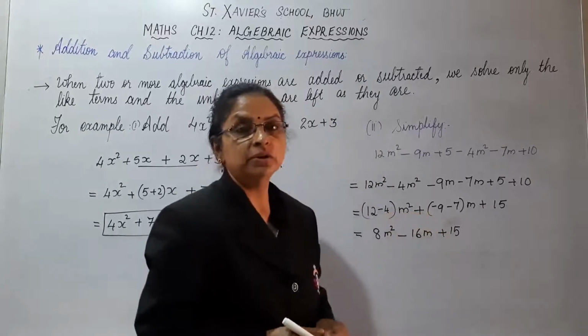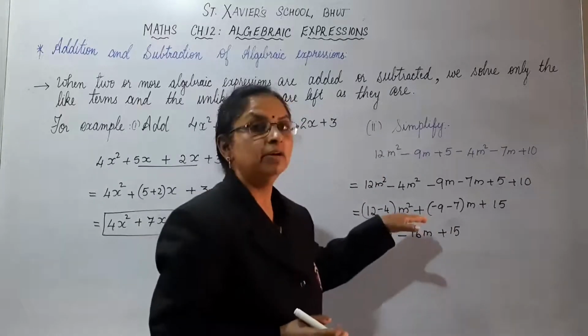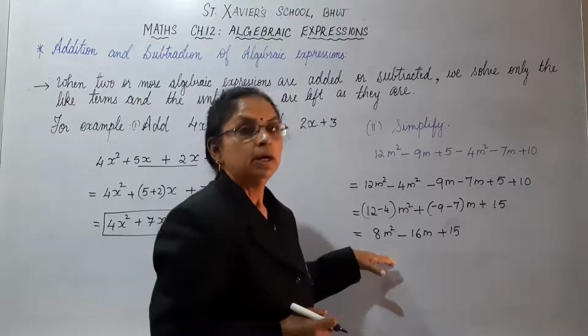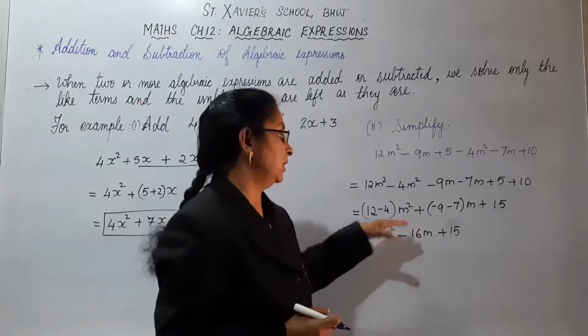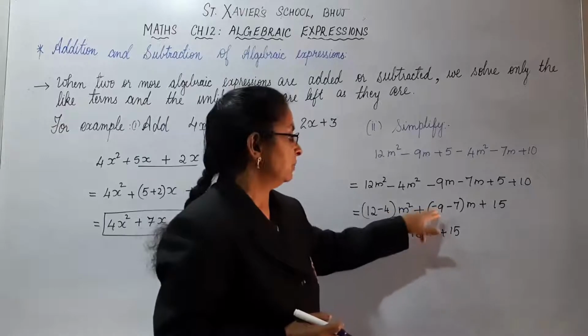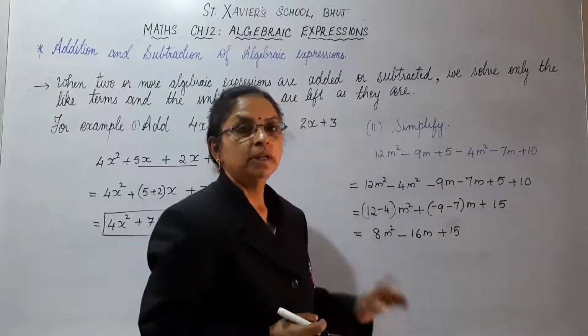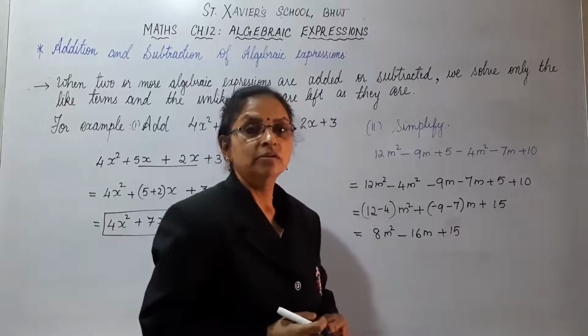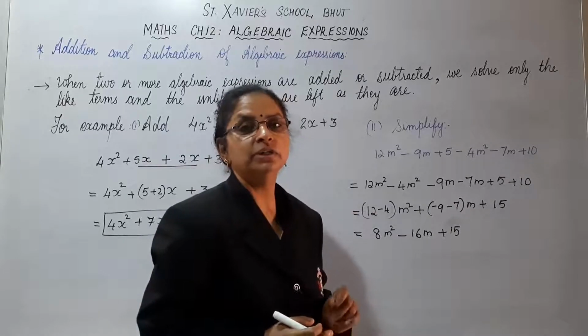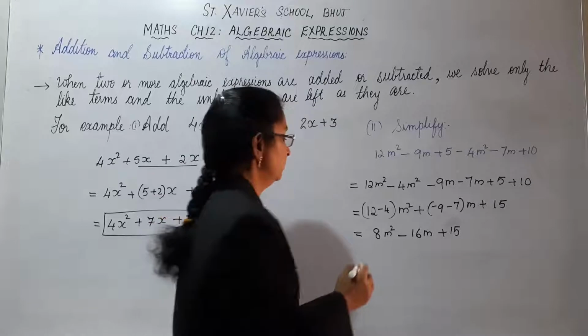Addition and subtraction rules of integers we have already learned in the first chapter. Revise them once again and learn all the rules. Negative plus negative is negative. Negative plus positive is, we find the difference and put the sign of the greater integer. Okay.